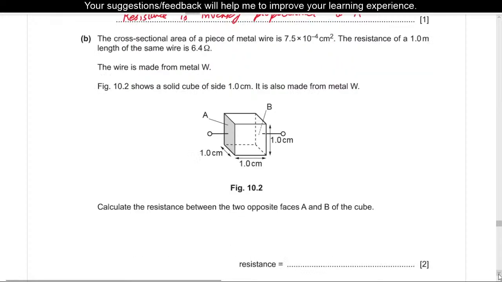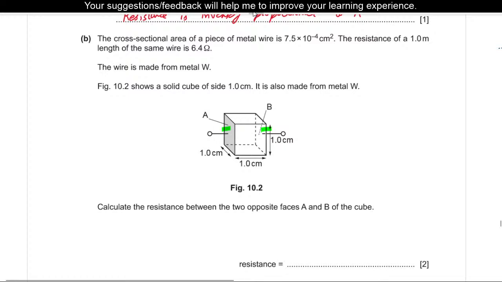Okay, part B. The cross-sectional area of a piece of metal wire is 7.5 into 10 raised to the power minus 4 centimeter square. The resistance of a 1 meter length of the same wire is 6.4 ohm. The wire is made from metal W. Figure shows a solid cube of side 1 centimeter. It is also made from the metal W. Calculate the resistance between the two opposite faces A and B of the cube. So here we have a cube and we have to find the resistance between the two opposite faces, that is this face and another is this face.